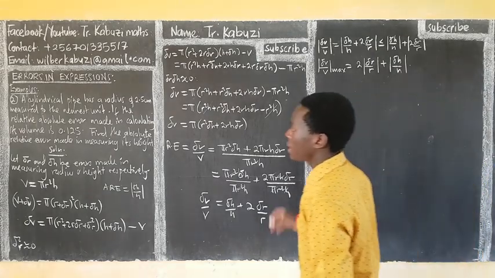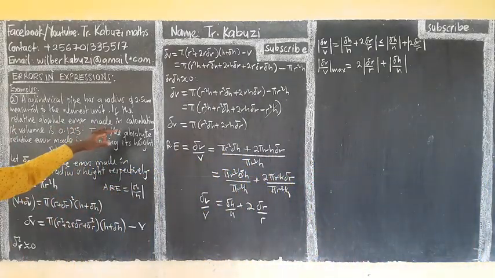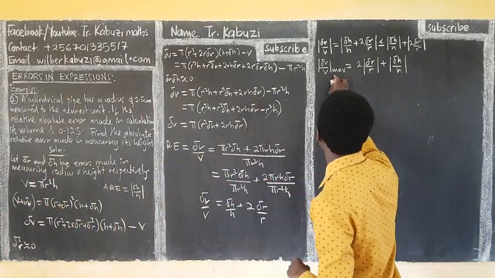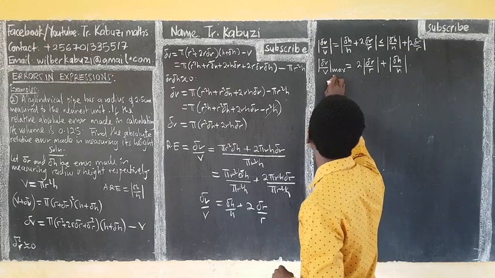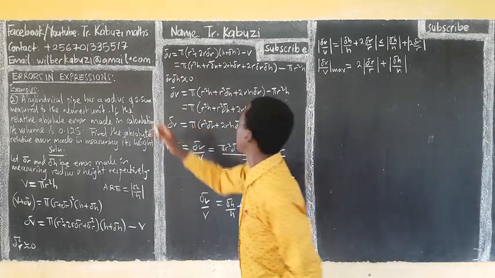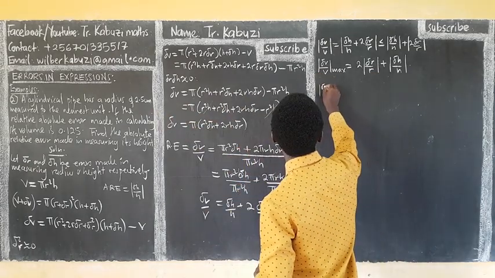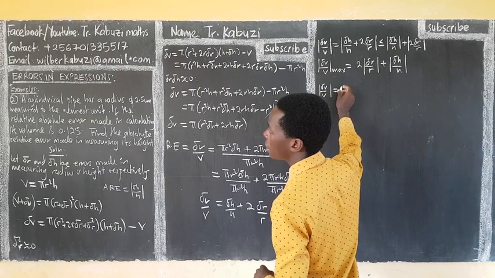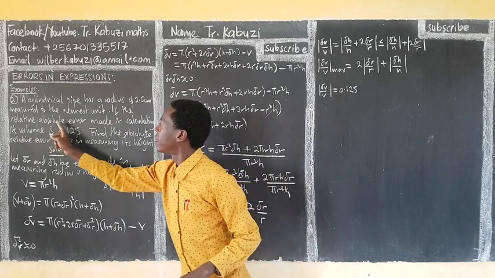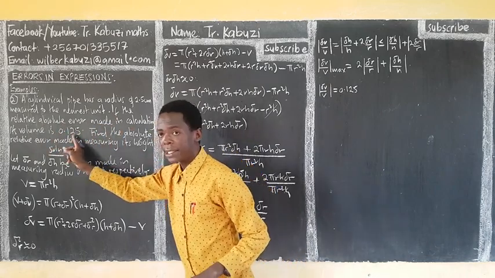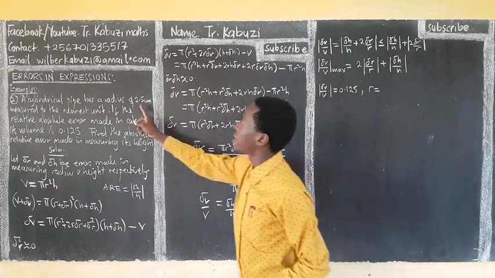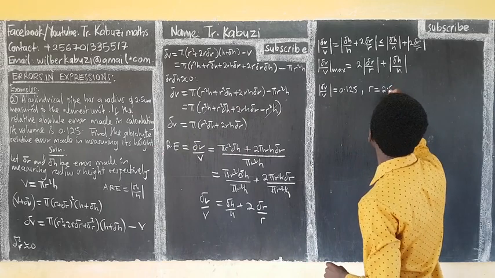So now they are telling us that the relative absolute error made in calculating the volume is this. So they are giving us this, and they are telling us that they want us to get this. But are they giving us our radius? Yeah, they are giving us our radius. You know that sigma v over v is equal to 0.125 from here. If the relative absolute error made in calculating the volume is this, they are giving us our radius as 2.5 centimeters.